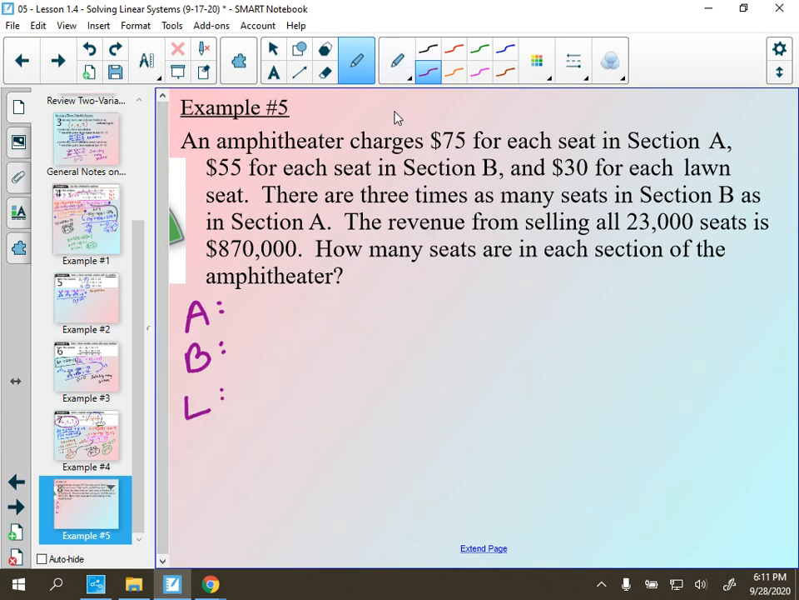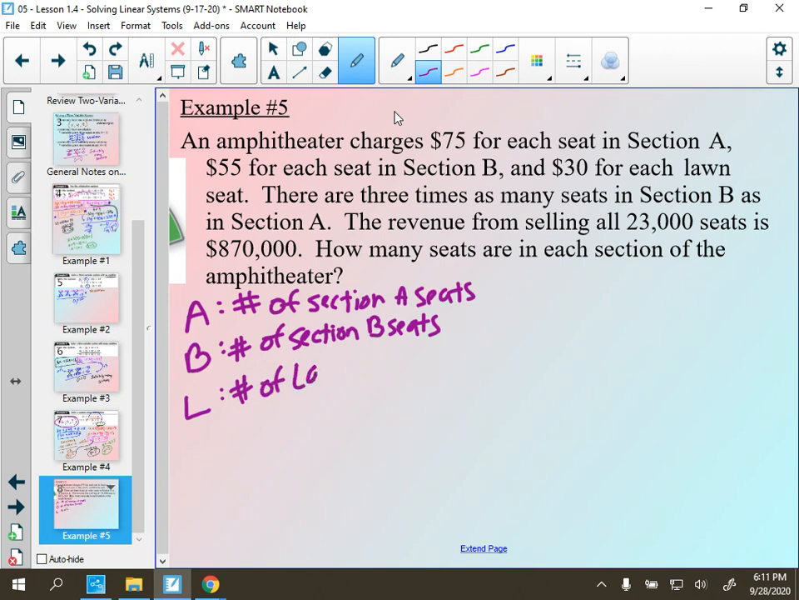And what are those? A is going to be the quantity, I'm going to use the number sign, the number of section A seats. B would represent the number of section B seats. And then L I'm going to use to represent the quantity, the number of lawn seats.